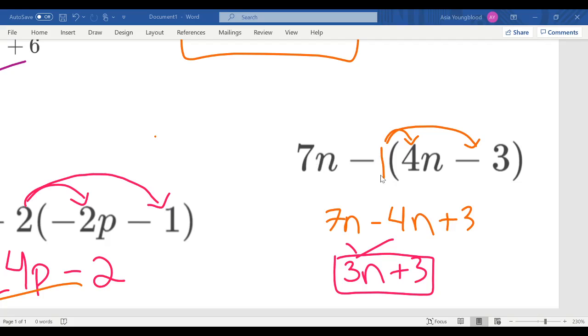So we distributed this negative 1 into the parentheses. Whenever there's no number in front, you can just put a 1. So negative 1 times 4n got us negative 4n. Negative 1 times negative 3 got us positive 3.